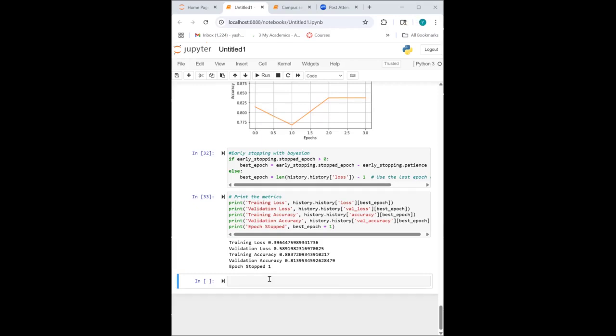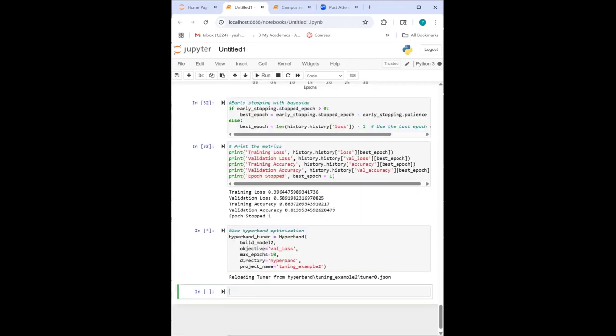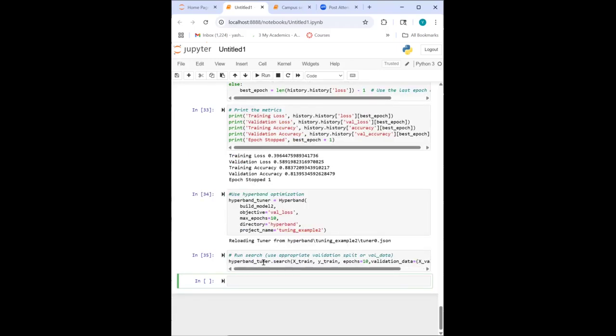Let's implement the hyperband optimization. Again, in the hyperband optimization, our objective is to minimize validation loss, that can be used to train the model.